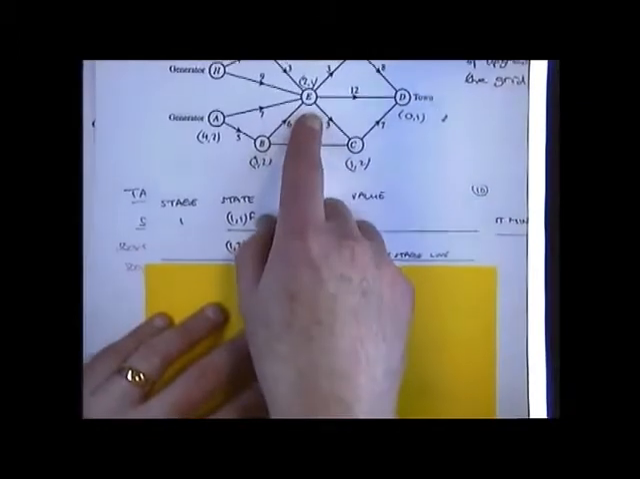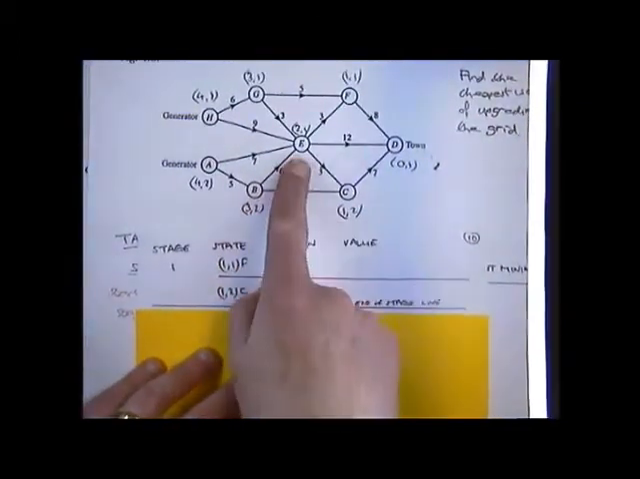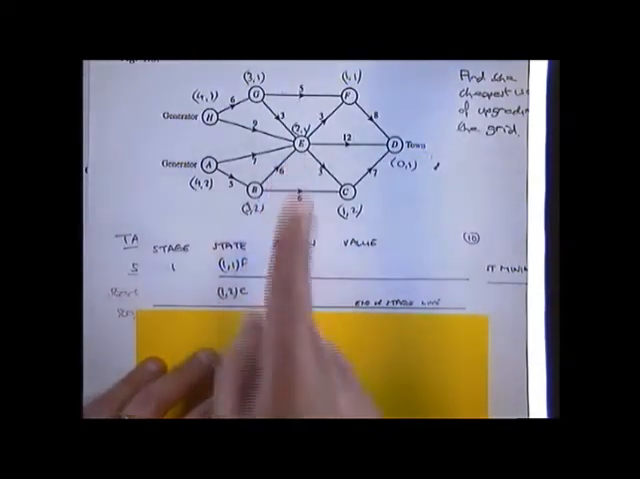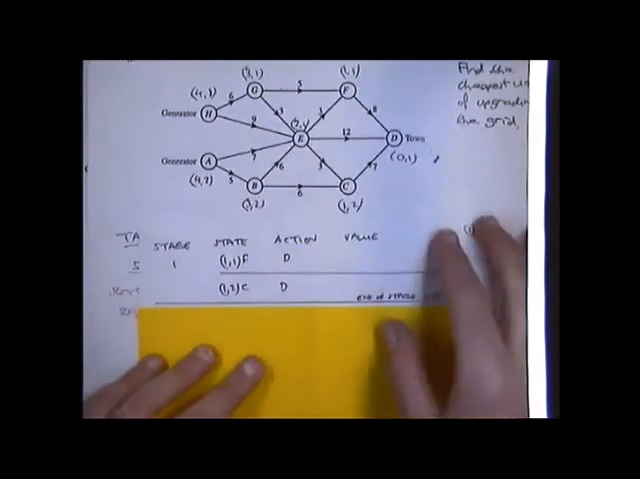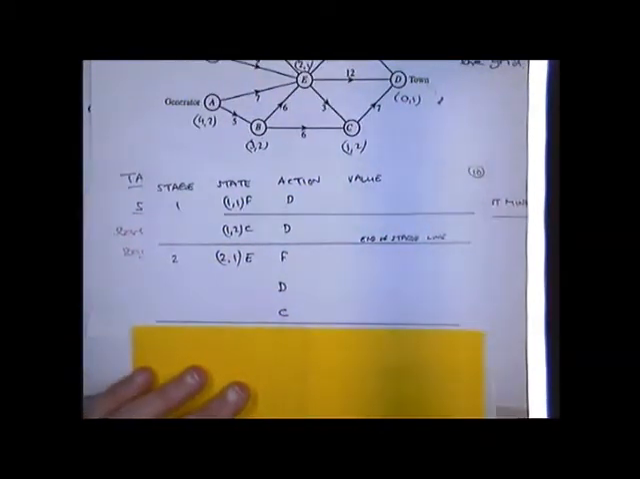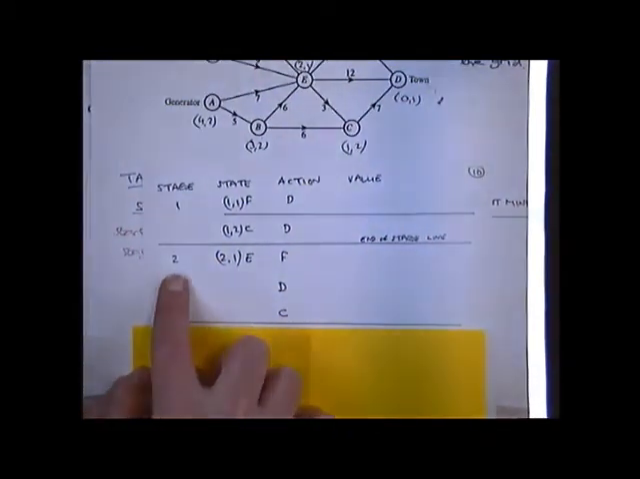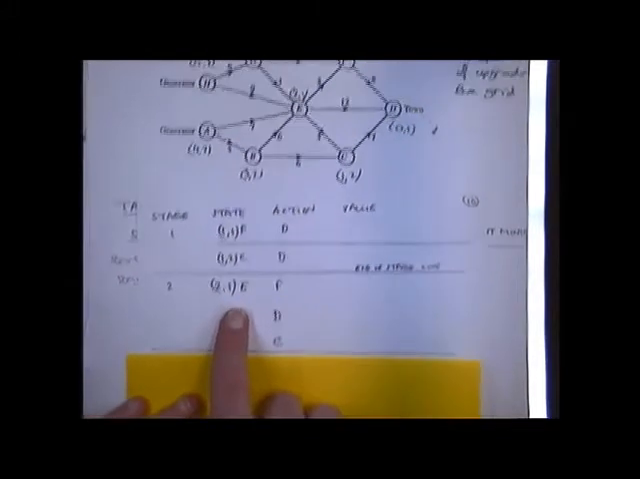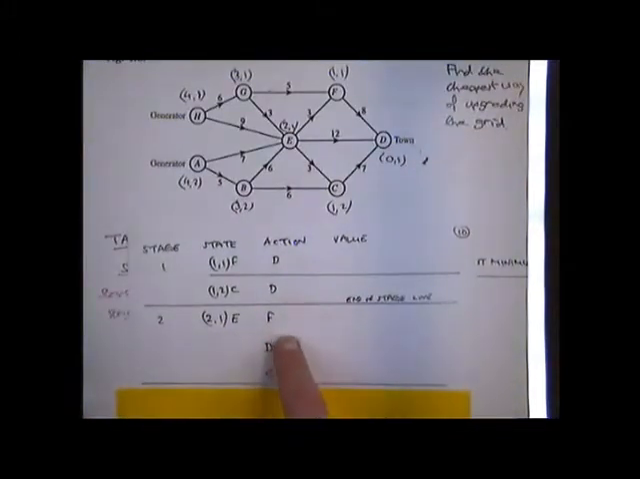Okay, when we come on to stage 2, how many states are there in stage 2? 1. And that's E, and I'll show you that one in the table in a minute. How many actions are there? How many places could we go from E? 3. Yeah, we could go to F, D, or C. And that's shown on the table like this. There is your stage 2. There's only one state, it's labelled 2,1, E. And from E, you can go to either F, D or C.